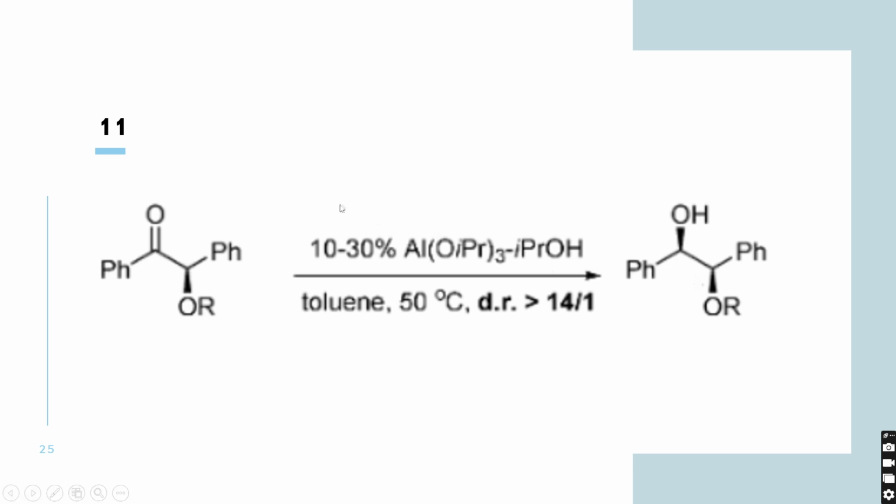Why not anti? Because if you look at the substrate, your carbonyl is planar, right? And you can add your incoming hydride from above or below the face. But this alkoxy substituent is directing the hydride to come from either above or below the face preferentially. So let us look at the mechanism of this reaction. Then you will understand how you are getting the syn product preferentially.